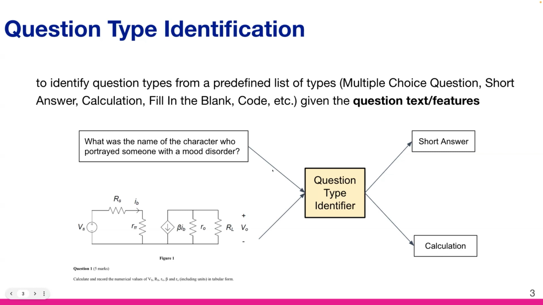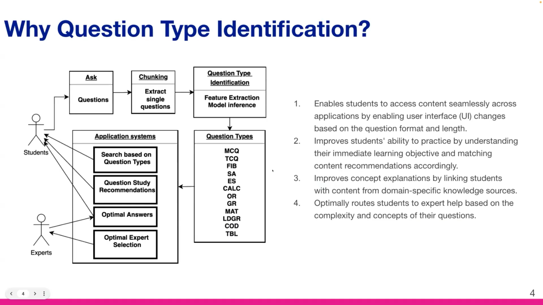So the goal of the question type identifier is to decide the type of the question based on the text and also based on the structure of the question. And why do we need question type identification in our platform? There are a couple of reasons. For example, we can enable students to access content seamlessly across applications by enabling UI changes based on the question format.